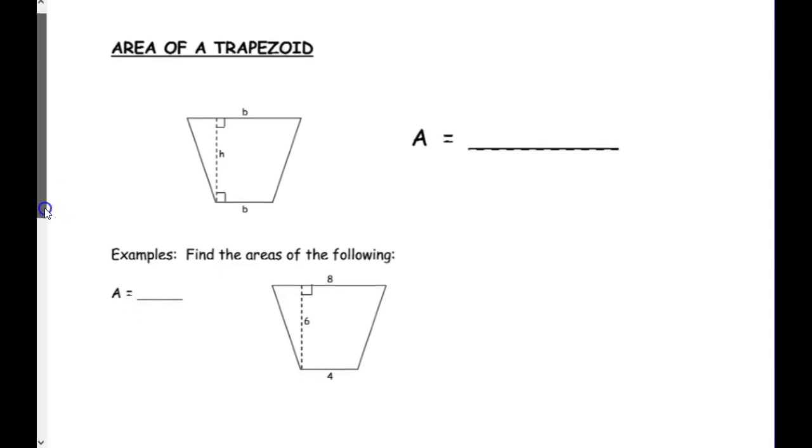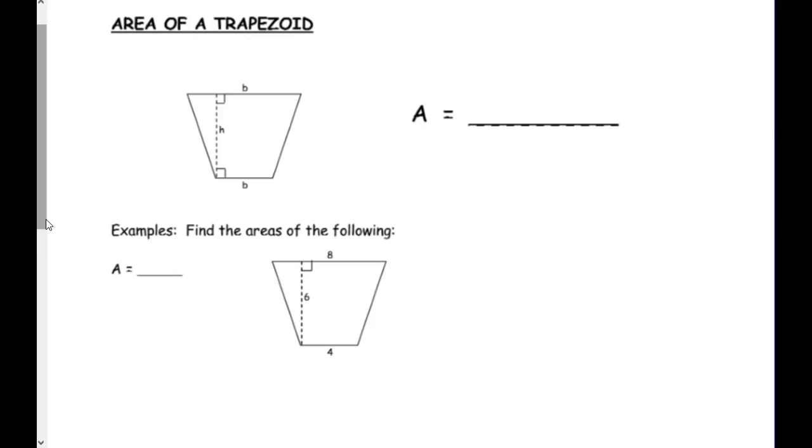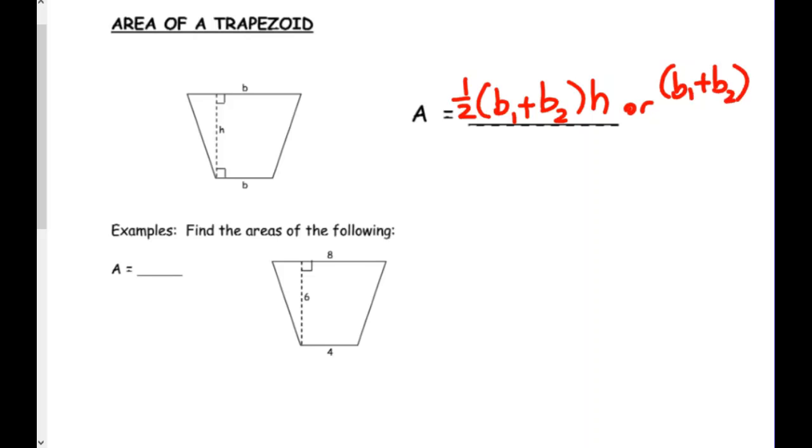Area of a trapezoid. Okay? So remember, a trapezoid is one of those quadrilaterals that we learned about on the last 2 or 3 days. So our formula for the area of a trapezoid is, there's 2 ways to write it. 1/2 B1 plus B2 times H. Or, again, you can make it one big fraction. B1 plus B2 times H divided by 2. It doesn't really matter. If you type it in, you'll get the right answer, okay?